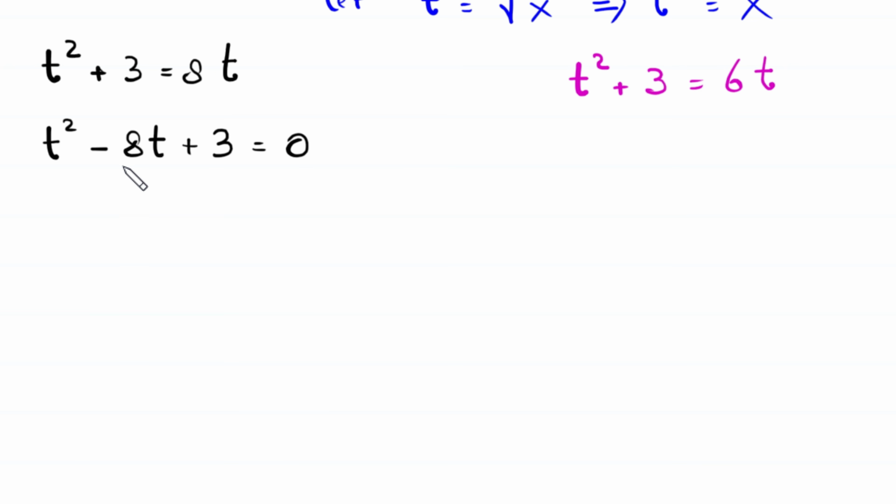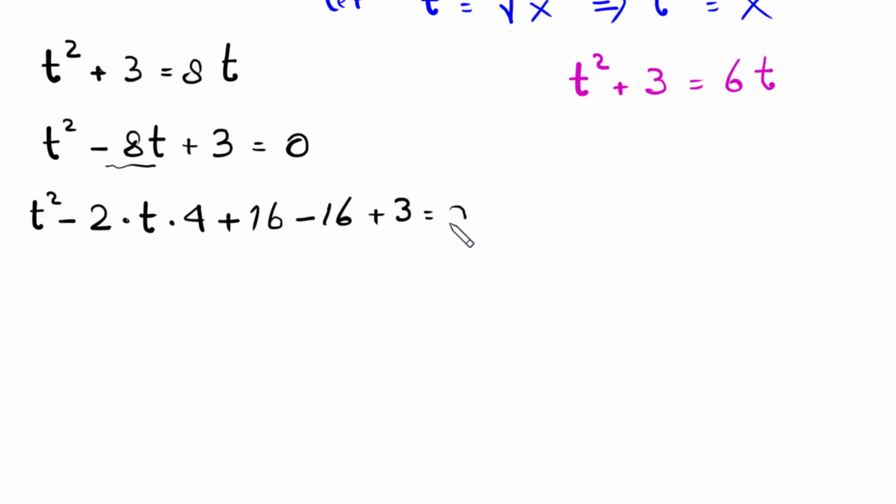This quadratic equation is not factorable, so we solve it by the completing the square method. We write this t squared. This negative 8t can be written as negative 2 times t times 4. It means to complete the square, we add here 4 squared, and 4 squared is 16. We also subtract 16 plus this 3 equal to 0.